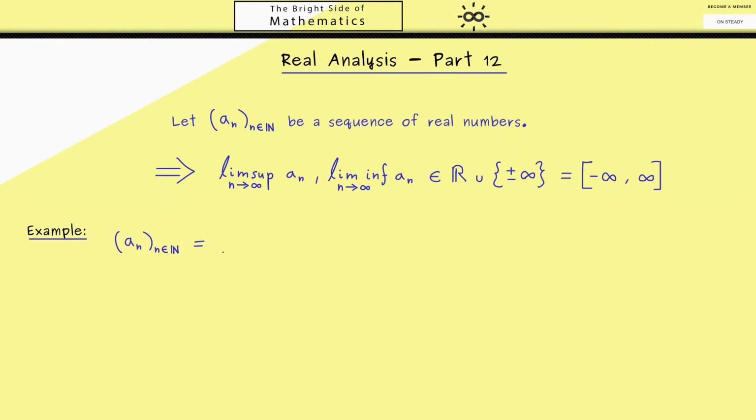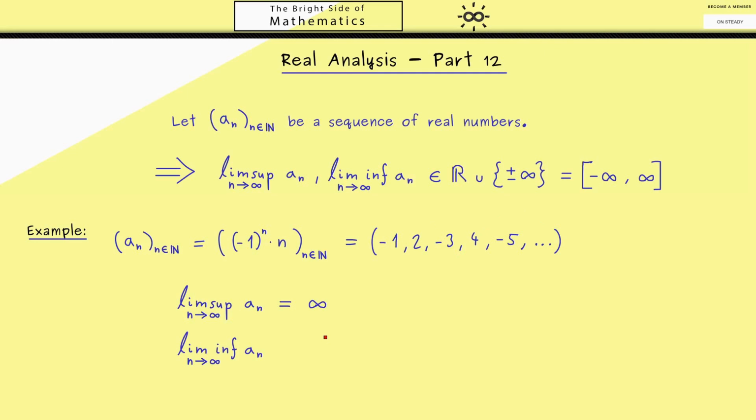So here I take the sequence a_n given as (-1)^n times n. Hence the sequence starts with -1, then comes 2, then -3, then 4, -5 and so on. Obviously this sequence is not convergent. However, we find a subsequence that is divergent to infinity. Hence the lim_sup has to be infinity. Then in the same way, we find a subsequence that is divergent to minus infinity. Hence the lim_inf has to be minus infinity.